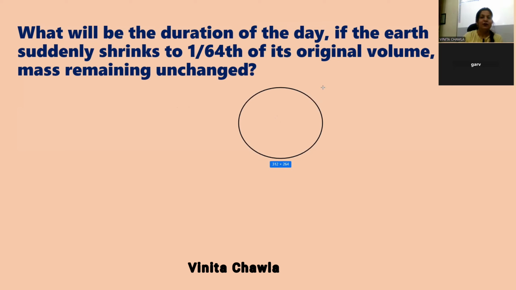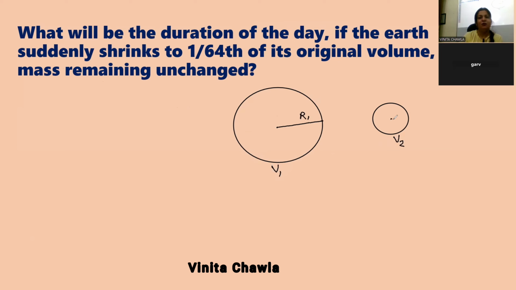Okay, so this is the present size of the Earth, and after shrinking, this is the size. Okay, so let the present volume be V1. And after shrinking, what does the volume become? V2. Radius is R1 and after shrinking the radius becomes R2. Time period of rotation right now is T1, it's 24 hours, and after shrinking, time period will change to T2. We know that angular momentum remains conserved.